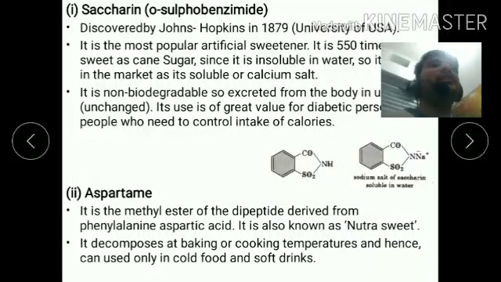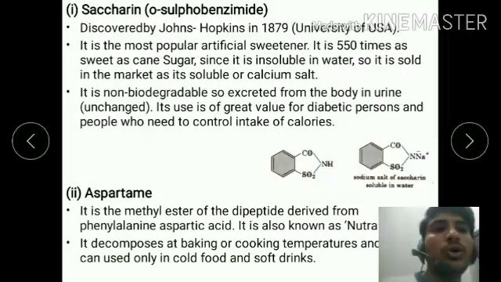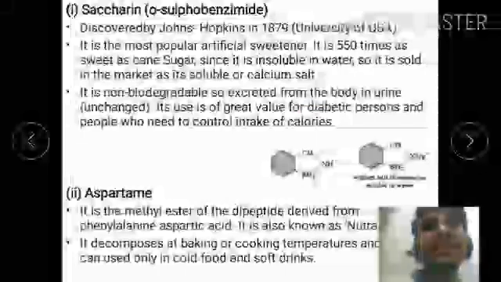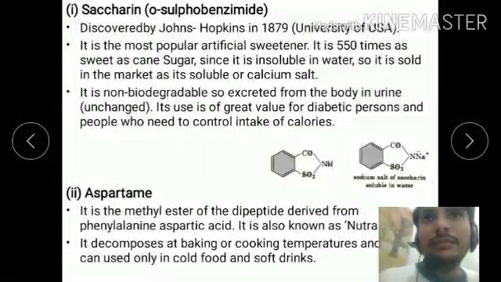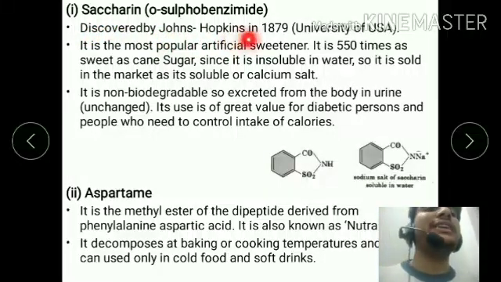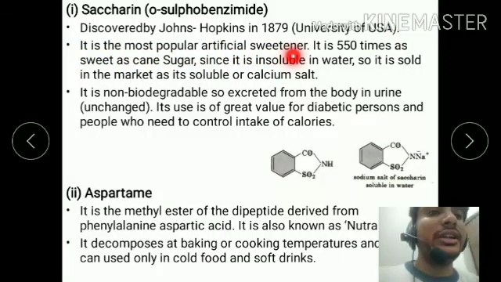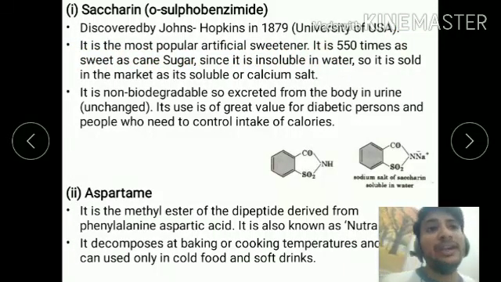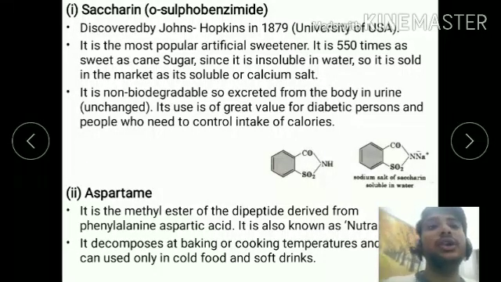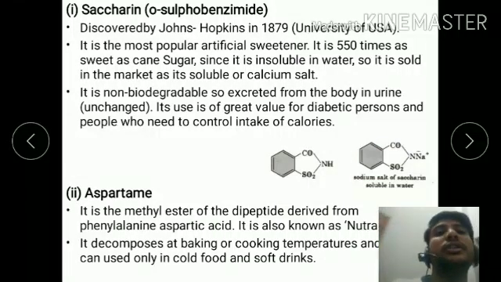The first one is saccharin. What is saccharin? Saccharin is orthosulfobenzamide. This is the structure of saccharin. At this time we use saccharin too much. It was discovered at Johns Hopkins in 1879 in the USA. It is the most popular artificial sweetener. It is 550 times sweeter than cane sugar. You can't imagine, it is a highly sweetening agent.